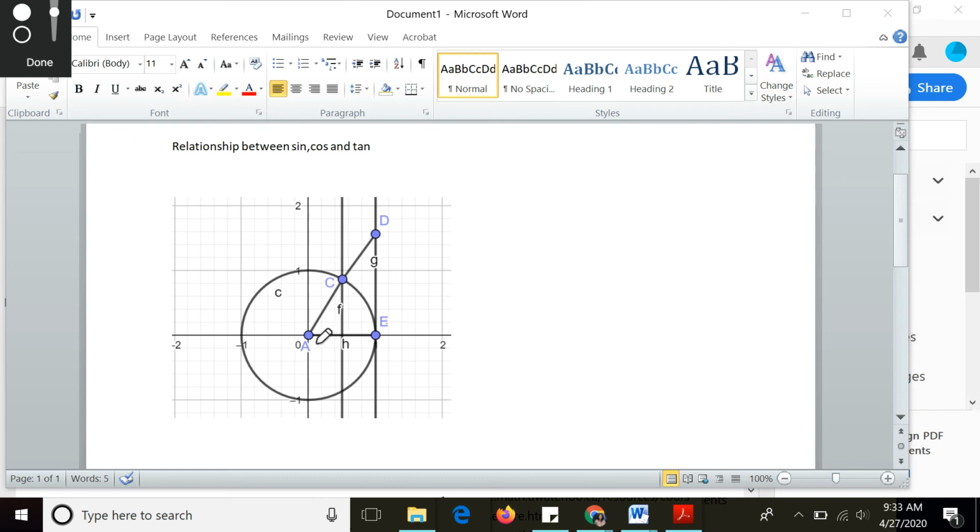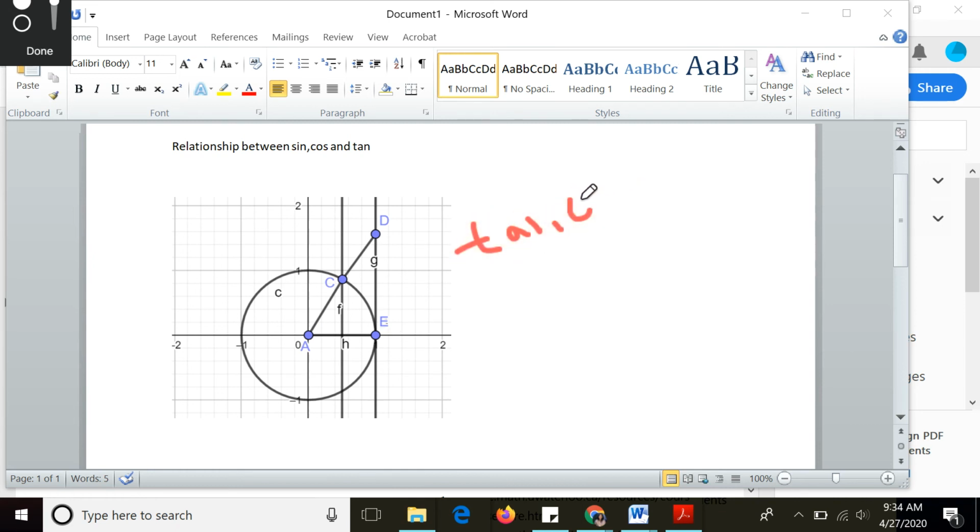We already know that this is your cos theta, and this is your sine theta. Now, what I did here is I drew a tangent passing through E. If you look at the big triangle, and this is theta, this becomes opposite, this is your hypotenuse, and this is adjacent. And you know tan theta is equal to SOHCAHTOA.